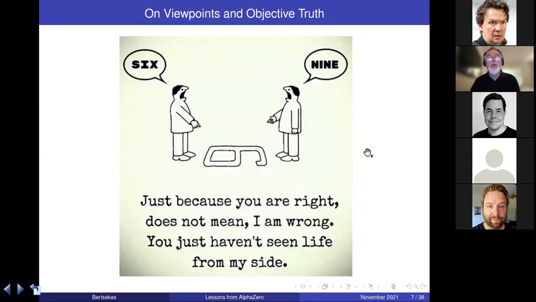Now, some of these viewpoints may be a little controversial and personal, so I thought of showing you this cartoon. These two people look at the same number, and this guy says it's a 6, but this guy insists it's a 9, and I think this cartoon may have some relevance to my talk today.